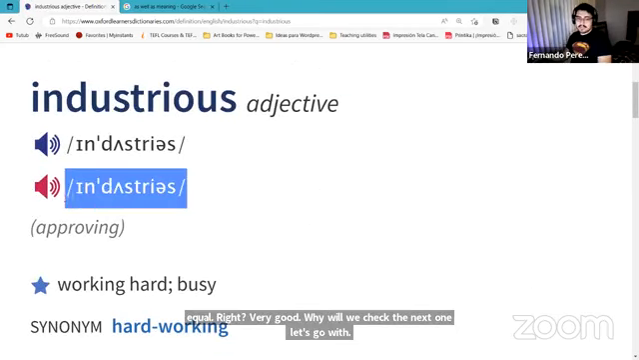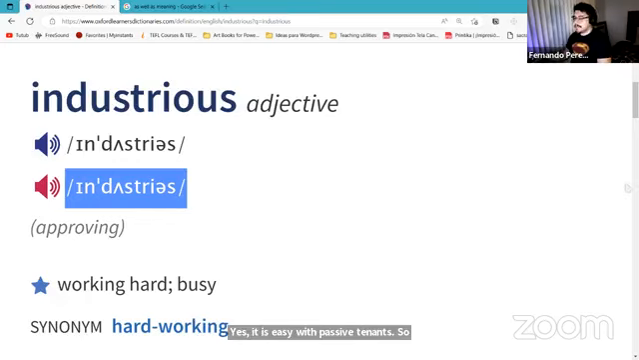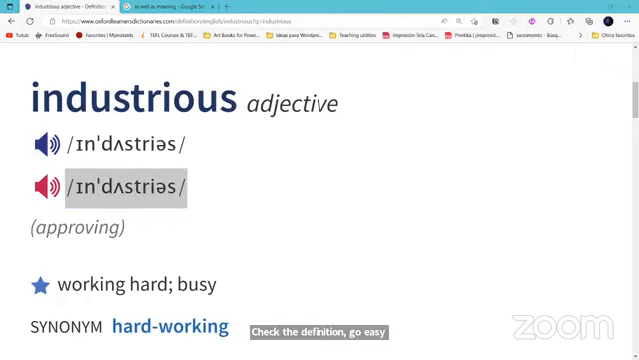While we check the next one, let's go with Jesse because Jesse will pass attendance. So please, meanwhile, check the definition. Go, Jesse. Yes, thank you.